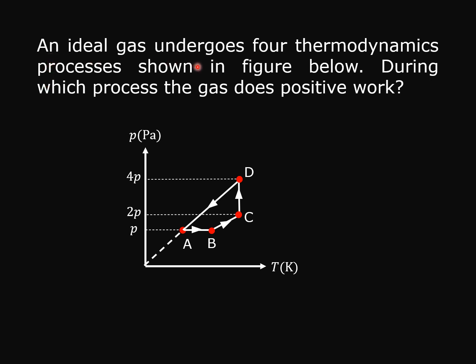An ideal gas undergoes four thermodynamic processes shown in the figure below. During which process does the gas do positive work? The four thermodynamic processes are A to B, B to C, C to D, and D to A, where A, B, C, D are four different states of the gas in the process.